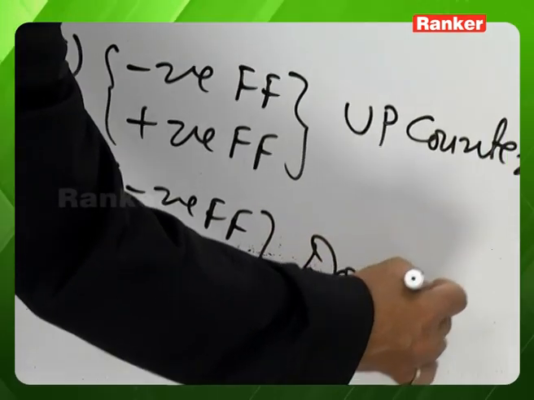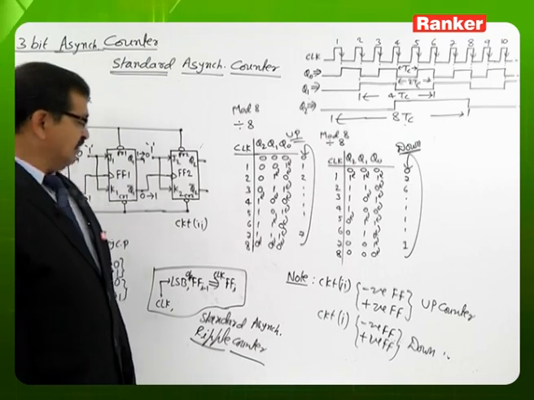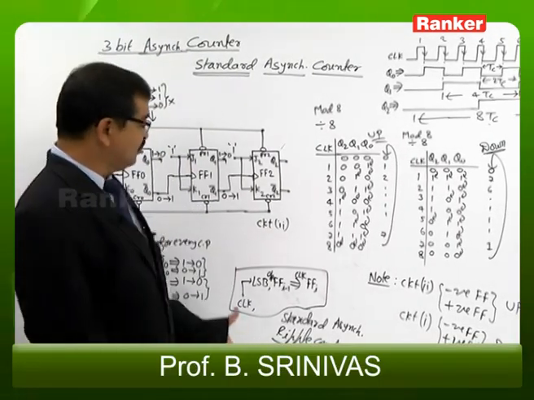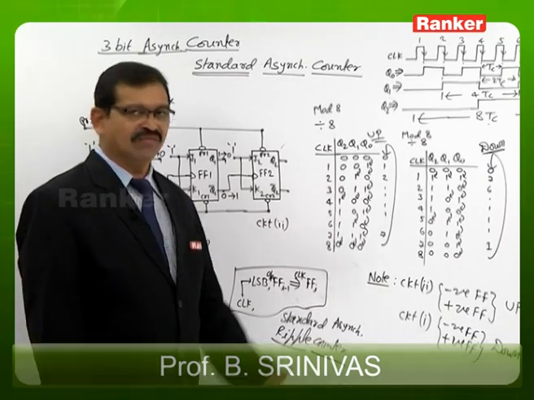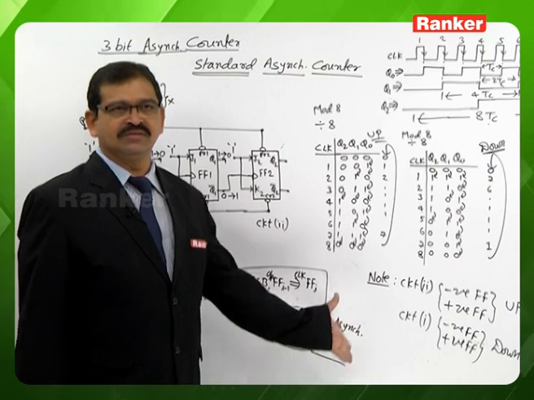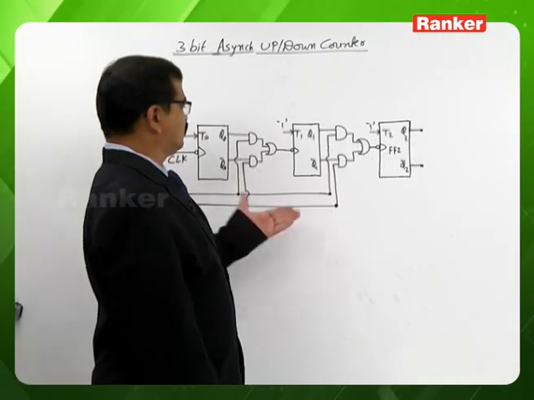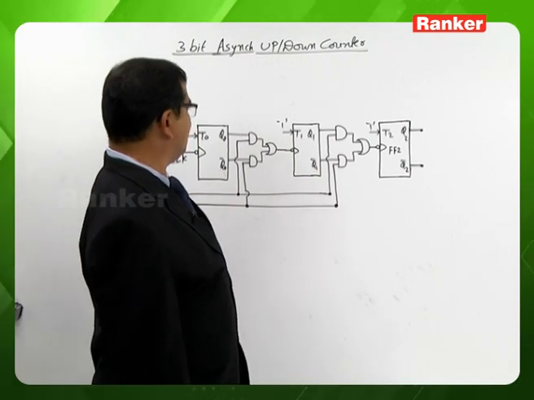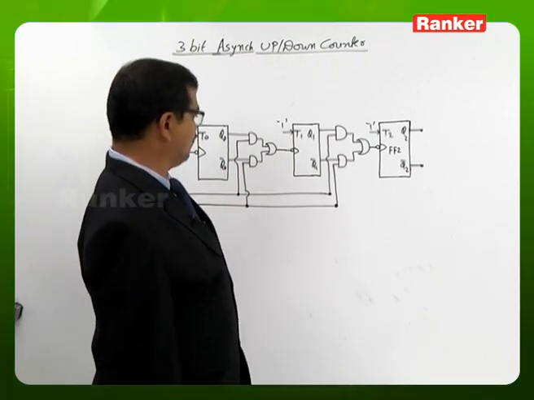It becomes a down counter. Here we consider the examples of 3-bit. If you want 4-bit, 5-bit, or in general any size, it is the same story with respect to these ripple up counters or down counters. Let's look at a circuit of a 3-bit up-down asynchronous counter, or ripple counter.